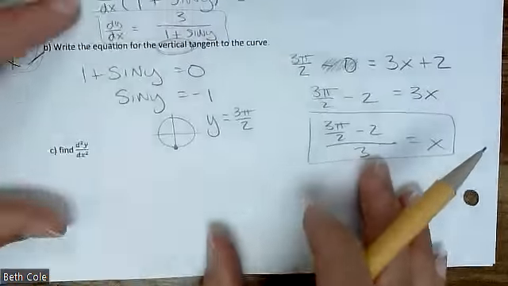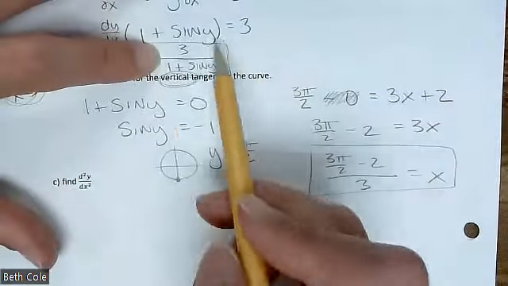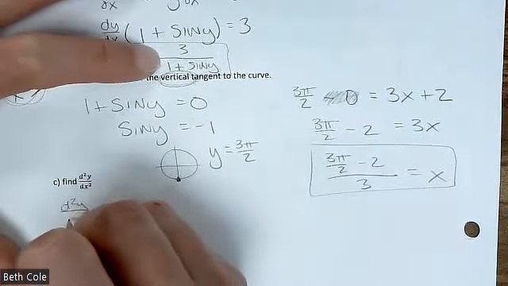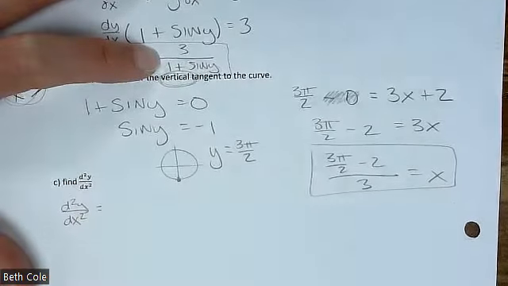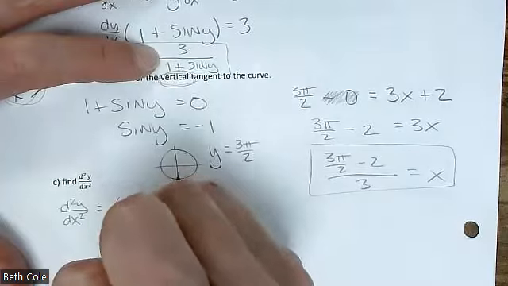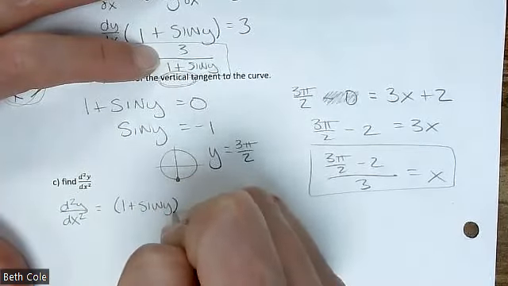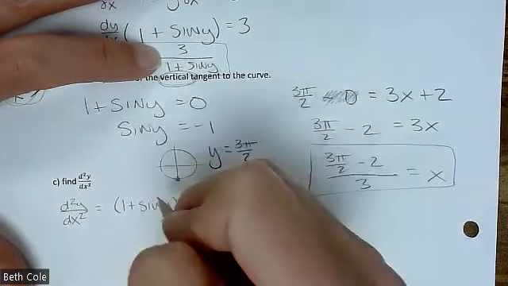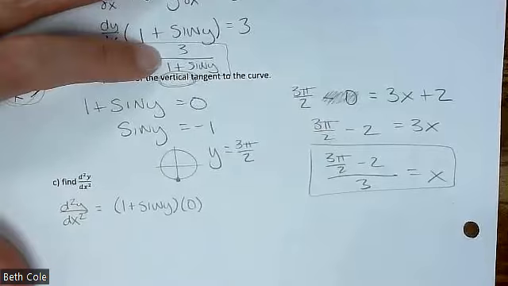All right, second derivative. So you're going to look back at your part A. This is your first derivative, and we're going to do a second derivative. So what rule does that require? Quotient. How does quotient start? All right, denominator, 1 plus sine of y, times the derivative of the numerator. Good. Derivative of 3 would just be 0.